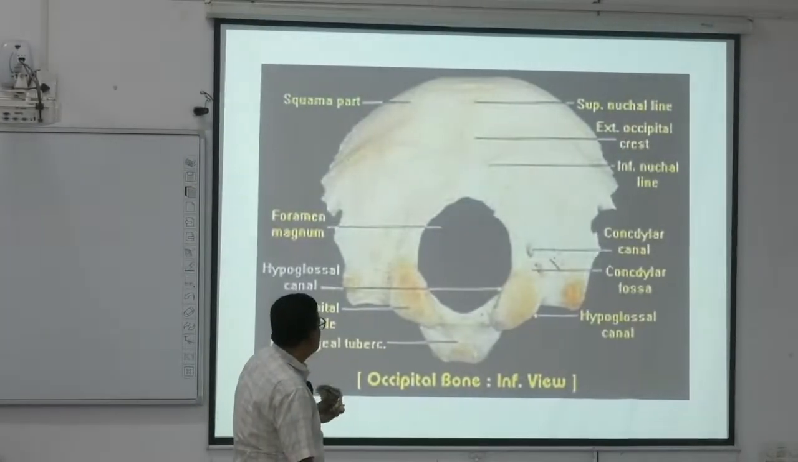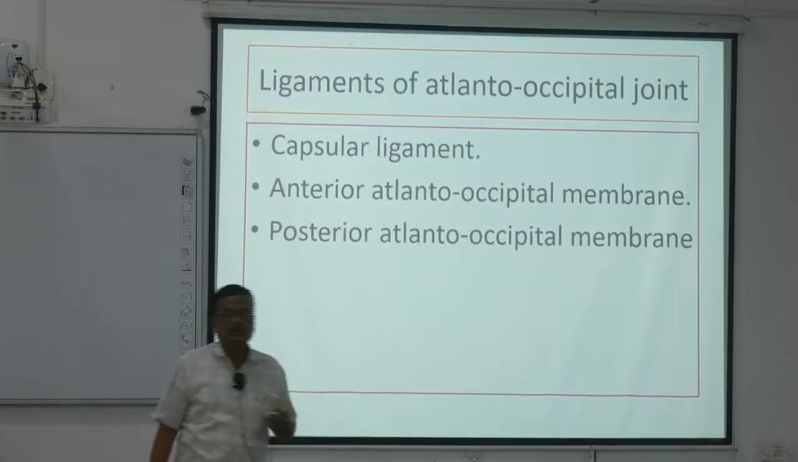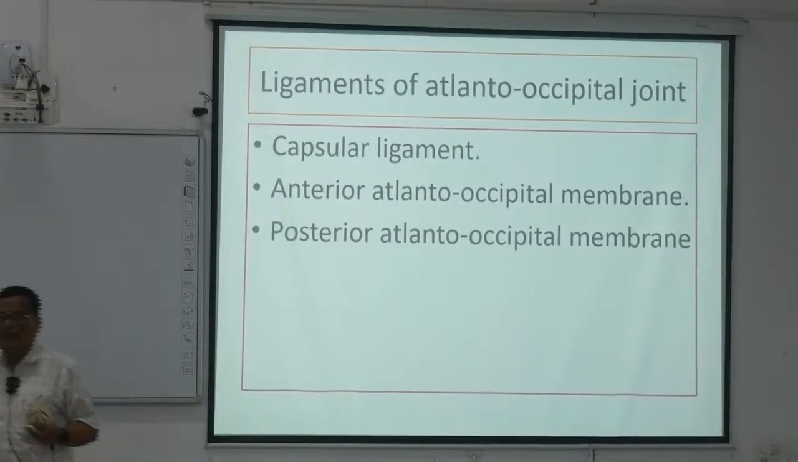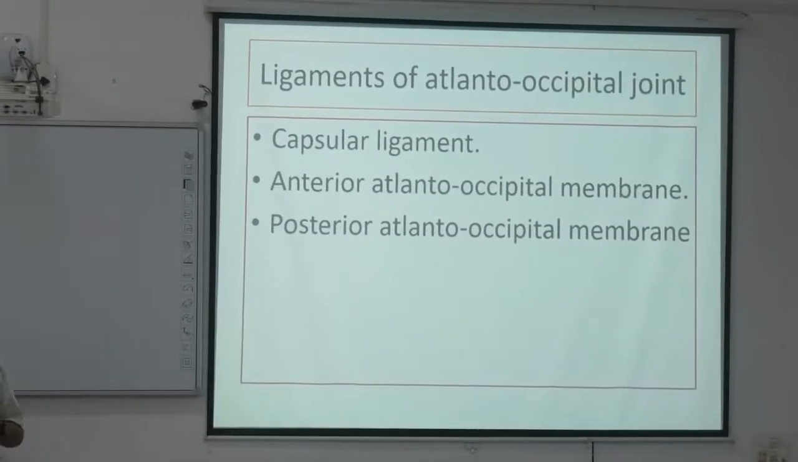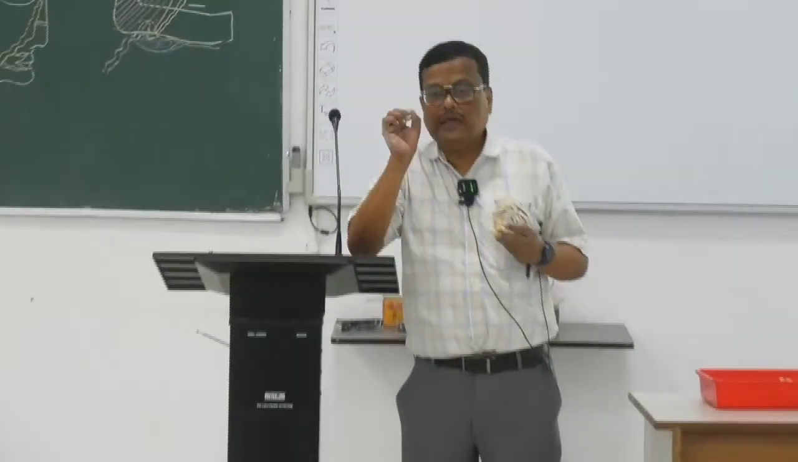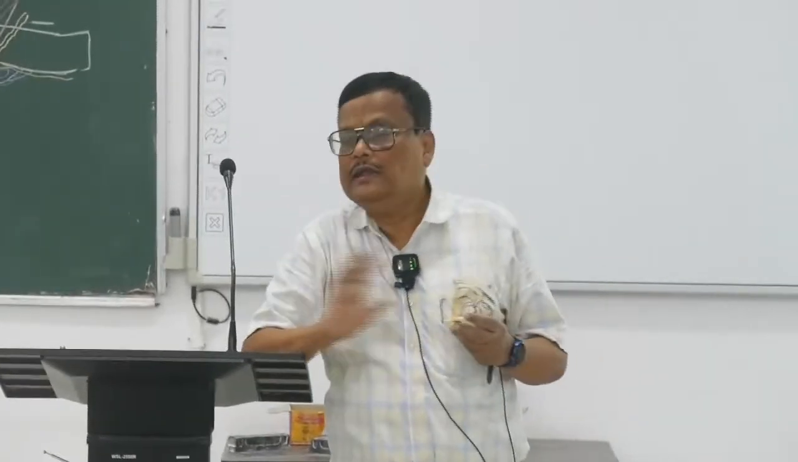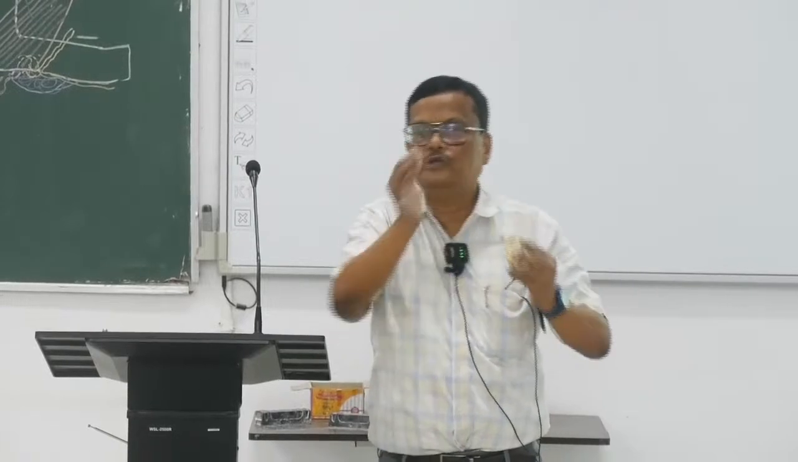What are the ligaments of the atlanto-occipital joint? Capsular ligament. Always remember, any synovial joint, however small it may be, is surrounded by a membrane we call capsular ligament, so that we cannot see the inside of any synovial joint. It is covered by a capsular ligament covering all aspects of the joint.